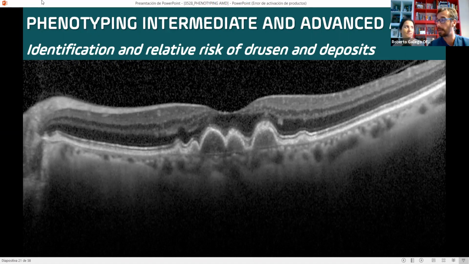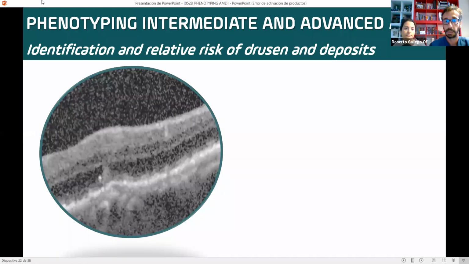But people only talk about the area. Well, if they are located in the center and you see a lot, it's worse compared to if you see sparse soft drusen, of course. Mm-hmm. Okay. And what about this?